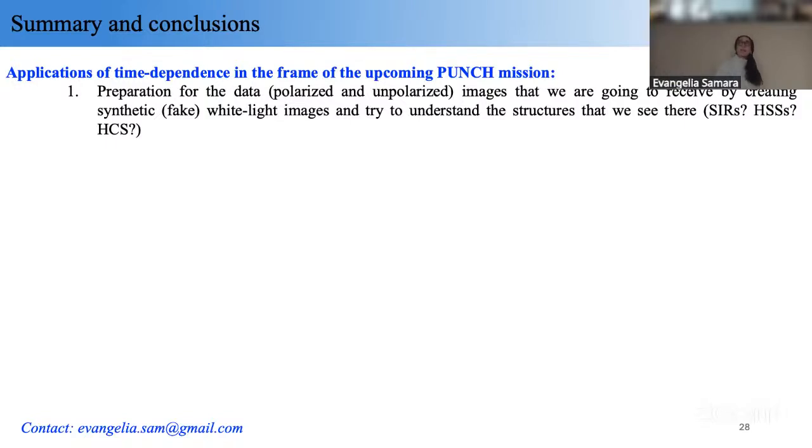And last thing about the applications of what we're doing with future missions. It's very interesting what is going to happen with the upcoming PUNCH mission, and that's why we are preparing these synthetic white light images, and we're trying to identify what we see there. And this is also a way to appreciate the potential and the capabilities of the time-dependent approach.